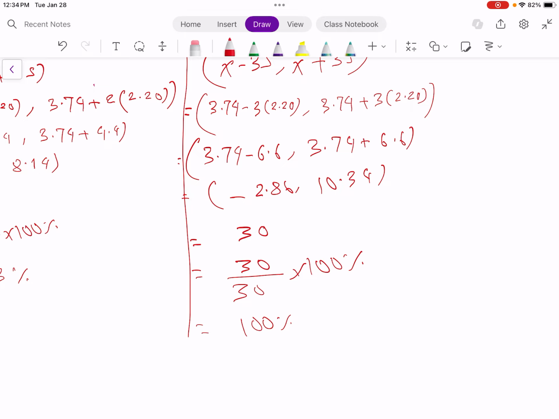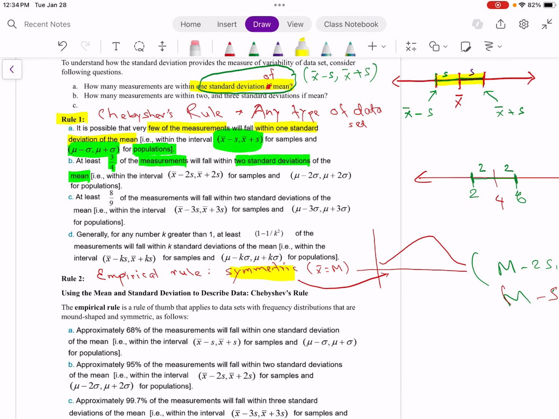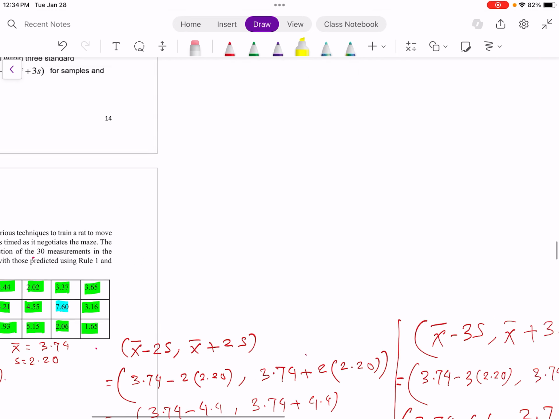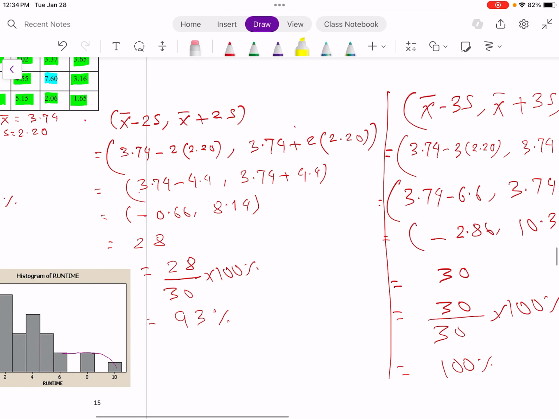Now let's go back to our rule. So what it tells here, according to Chebyshev's rule, within 2 standard deviations, we can find 3/4 of the measurements. What percentage is that? 75, right? And what did we find in our example? Did we find 75% of measurements within 2 standard deviations? We found more than that, right? We found 93%.